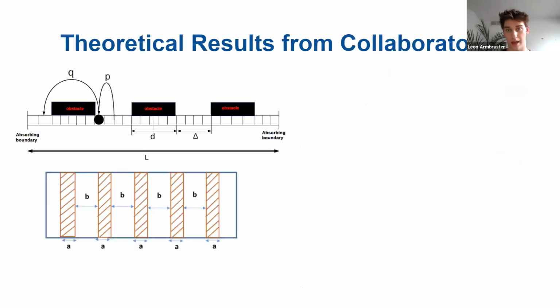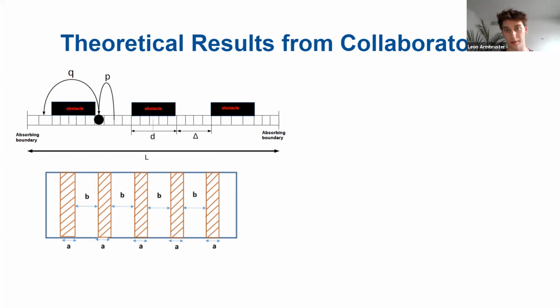And we have some theoretical results from a collaborator. Their system was a bit different since they did a simulation on it. It wasn't two-dimensional, it was one-dimensional. But besides that, the motion and the actual setup of their system is quite similar. They also have a random walking active particle, just in one dimension. And they have regions D where there are obstacles and regions delta where there are no obstacles, which corresponds to our regions A and B.